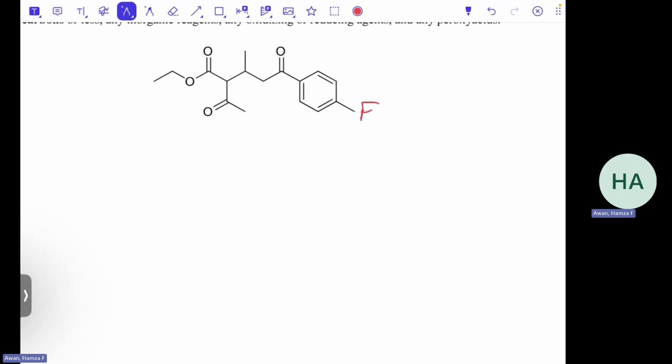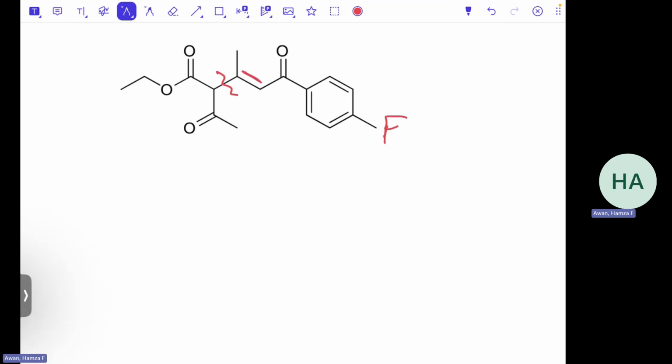So on this one, we have our Michael acceptor and Michael donor. In this case, we have to cleave it over here. And for Michael, remember we have to have the conjugated ketone. So on this one, we can have the conjugated ketone right here, and then our beta keto ester on the other side. So we've separated our beta keto ester and our conjugated ketone.